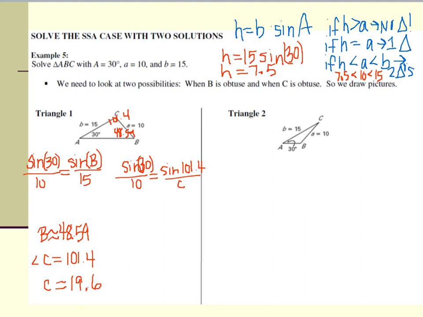I want you to try triangle 2 on your own. I'll give you the answer so that you can check it and make sure you did it correctly, but pause the video and try it on your own. You should find that C is about equal to 6.4, angle B is about equal to 131.4, and angle C is about equal to 18.6. I should not see just the answer on your page. I should see the work as well.